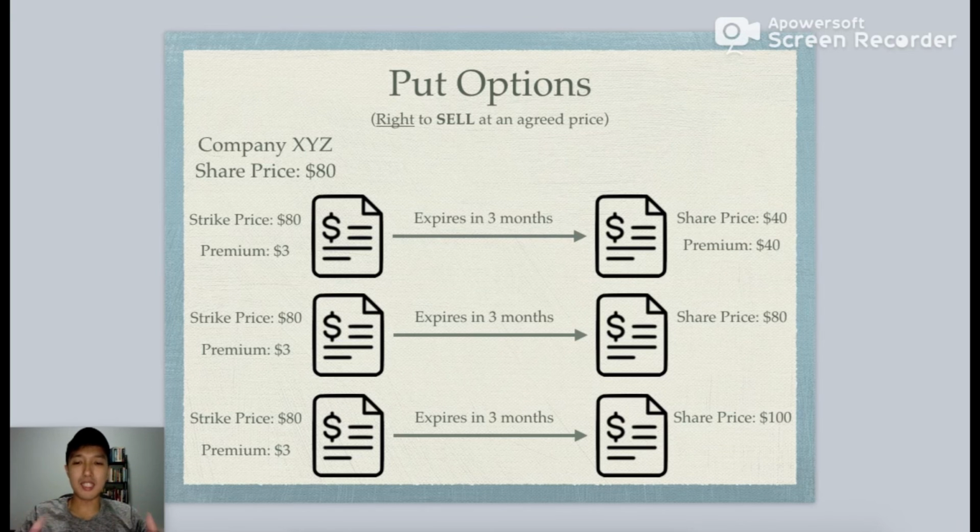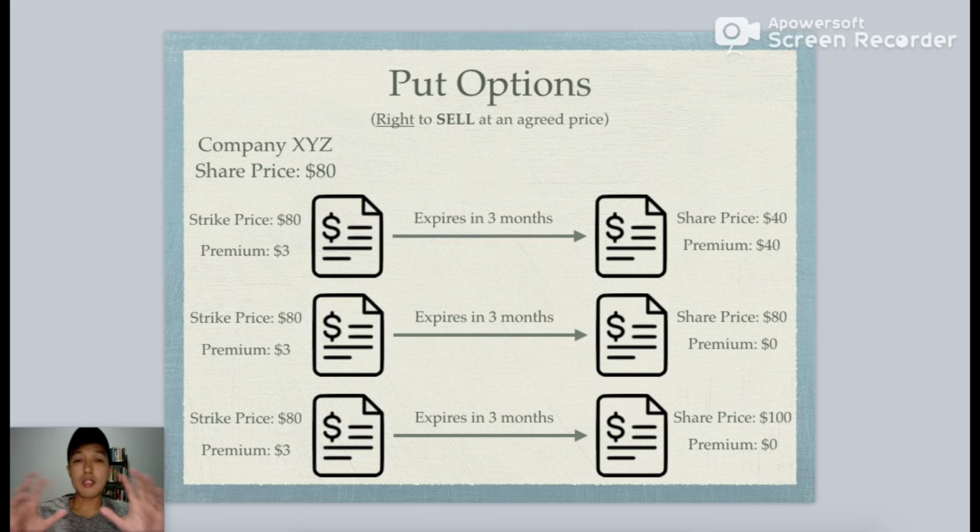Right? And how about the third scenario? You have the right to sell at $80 when the market is now selling at $100. Would you want to sell at $100, or at $80 by exercising your contract? Naturally, you want to sell at $100 because you can sell at a higher price than by exercising. So you're not going to exercise your put contract to sell at $80. This contract will become worthless as well.